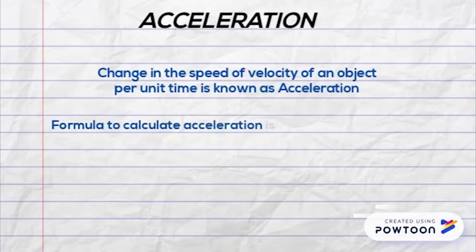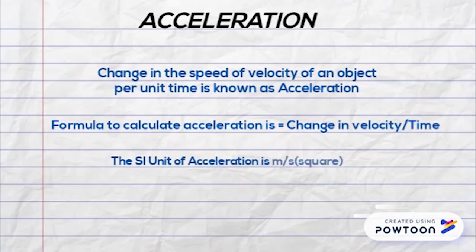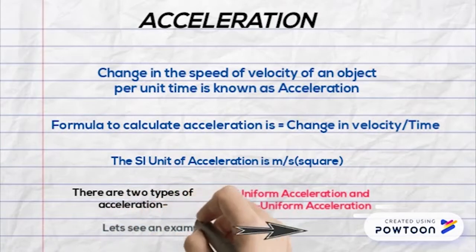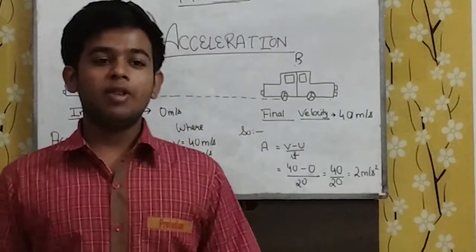Acceleration. Change in the speed or velocity of an object per unit time is known as acceleration. Formula to calculate acceleration is change in velocity upon time. The SI unit of acceleration is meter per second square. There are two types of acceleration: uniform acceleration and non-uniform acceleration. Let's see an example.